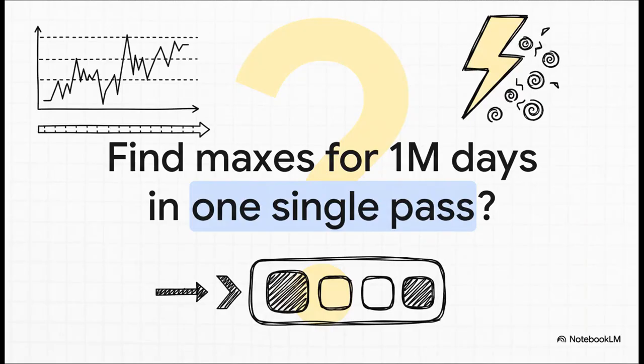So, why should you even care about this? Well, picture this. You've got 1,000,000 days of stock price data. Your boss wants you to find the highest price for every single 3-day period in that entire dataset. Now, you could check every single 3-day window one by one, but with 1,000,000 days of data, you'd be there forever. It's just way too slow. But what if you could do it all in one single lightning-fast pass? That's the power we're about to unlock.